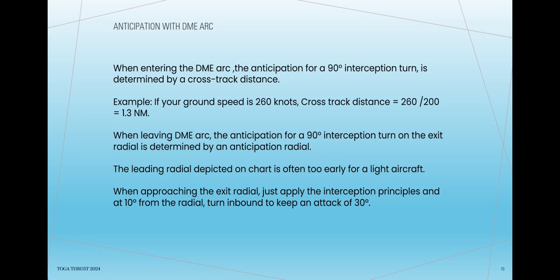When leaving the DME arc, the anticipation for a 90 degrees interception turn on the exit radial is determined by an anticipation radial. The leading radial depicted on the chart is often too early for a light aircraft. When approaching the exit radial, just apply the interception principles and at 10 degrees from the radial, turn inbound to keep an attack angle of 30 degrees.